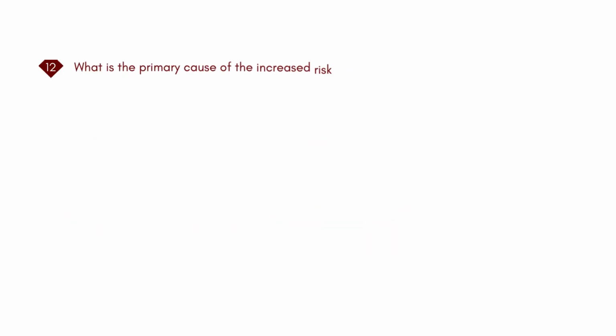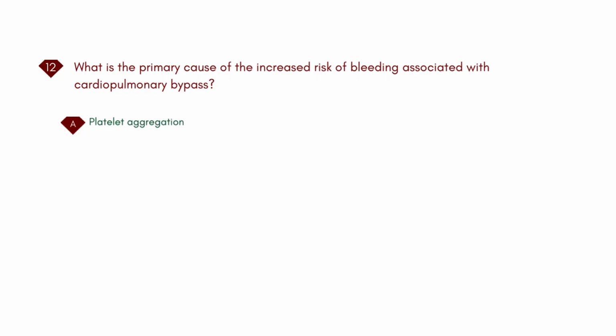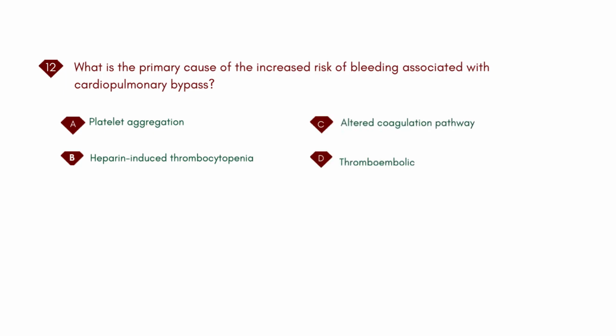What is the primary cause of the increased risk of bleeding associated with cardiopulmonary bypass? A. Platelet aggregation. B. Heparin-induced thrombocytopenia. C. Altered coagulation pathway. D. Thromboembolic events. Answer: C. Altered coagulation pathway.